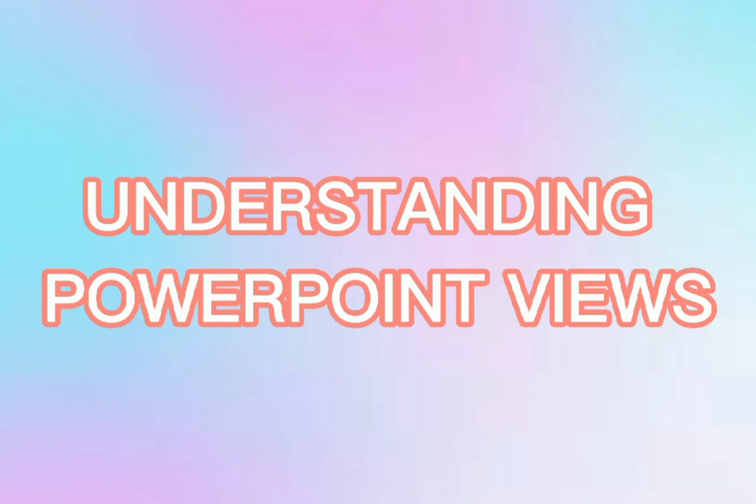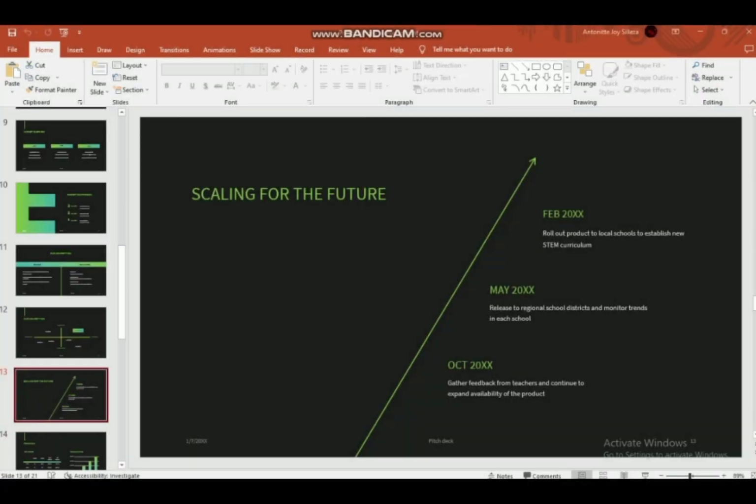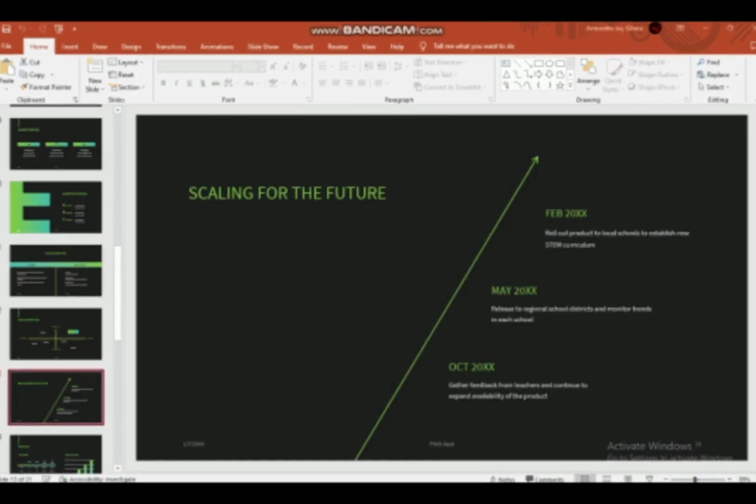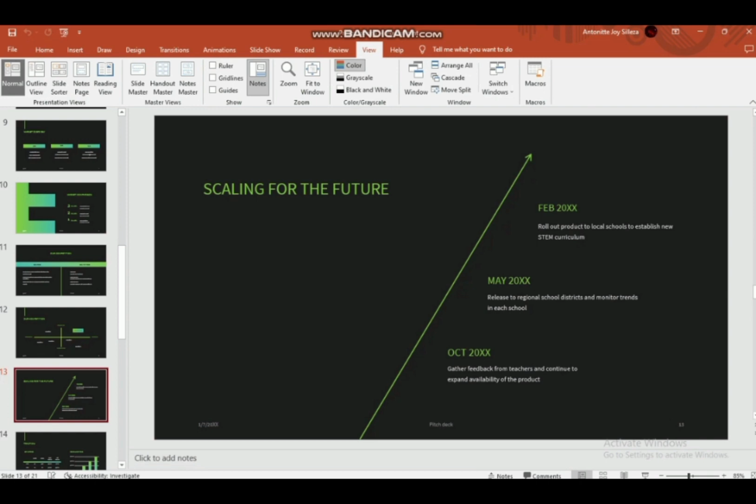Understanding PowerPoint views. PowerPoint provides different kinds of views for you to work with. Moreover, each view is useful for a different set of activities. Now, let us proceed to the list. Normal view is the default and commonly used view. To choose between other views, just click one of the view buttons in the bottom right corner.